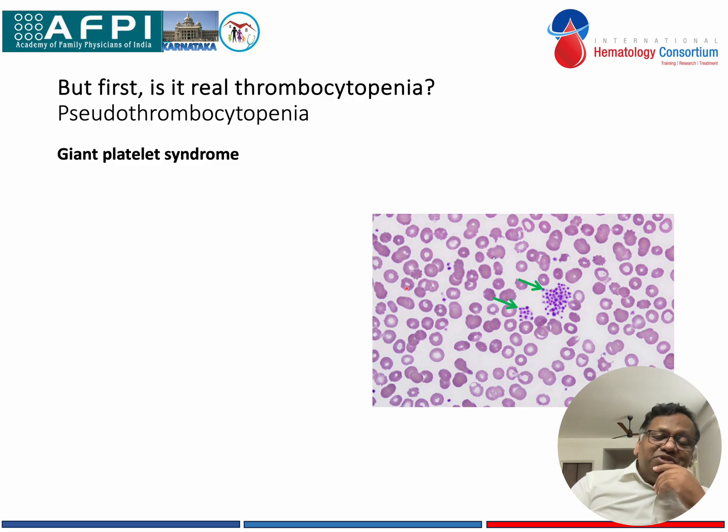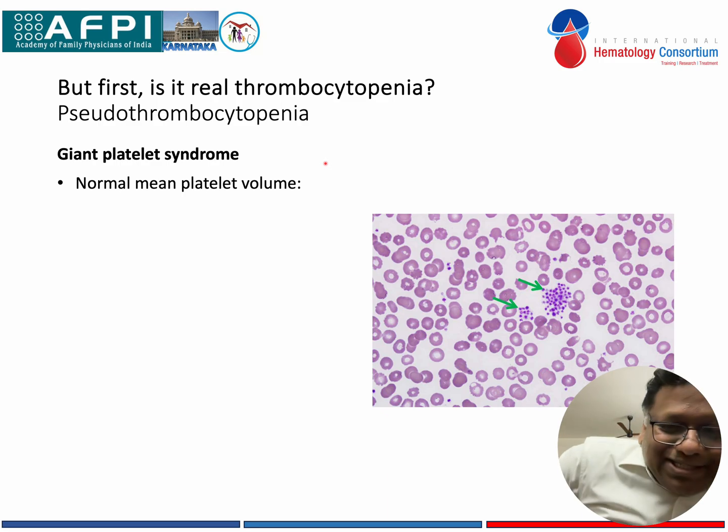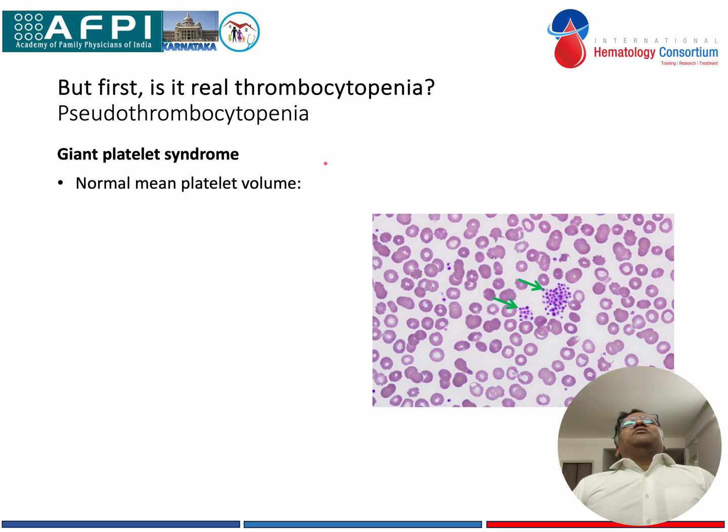There is another cause which is called giant platelet syndrome. Now, it's a very interesting syndrome because it's essentially a machine error, a technical error, and we see it quite commonly in India, in the eastern part of India. It's a genetic condition, it's not a disease, so these patients have no problem. It's just that genetically their platelets are larger than usual.